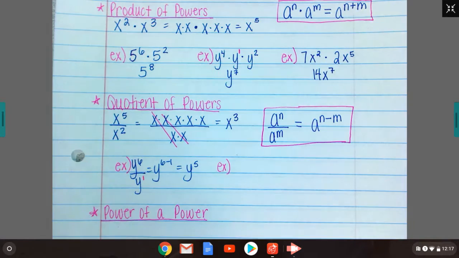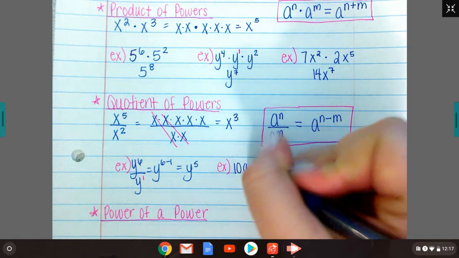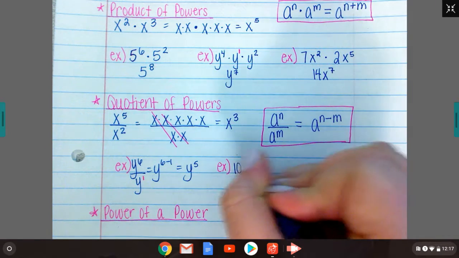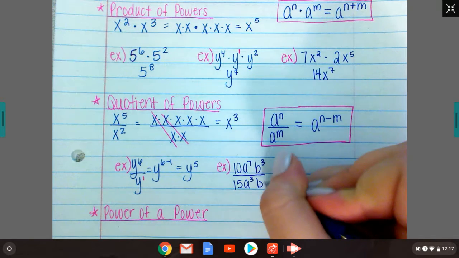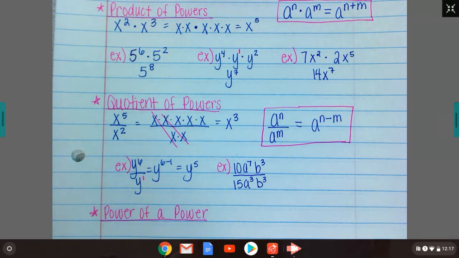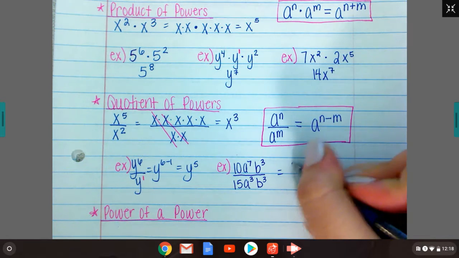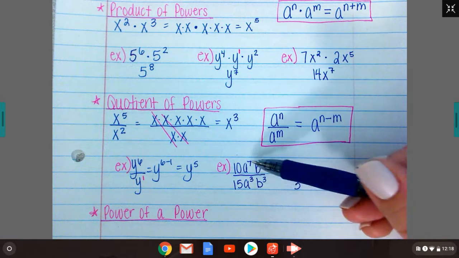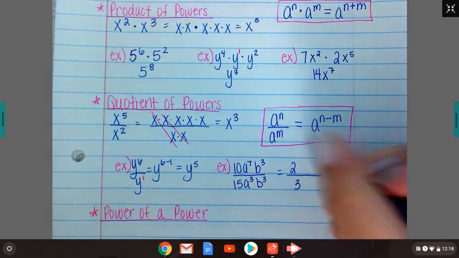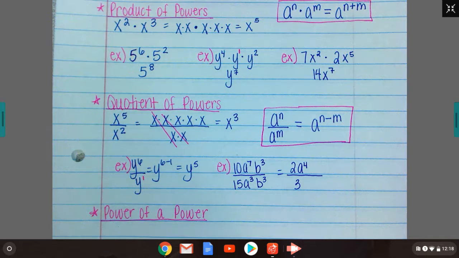Here's another one. If I had 10a to the 7th b cubed over 15 a to the third b to the third. Let's see, let's treat numbers like numbers. So 10 over 15 reduces to be 2/3. And a to the 7th over a to the third, 7 minus 3 is 4. The leftovers are on the top. So a to the 4th goes on the top. And then these are going to cancel, the b cubed over b cubed. So that's all gone. So I'm all set there for that property.